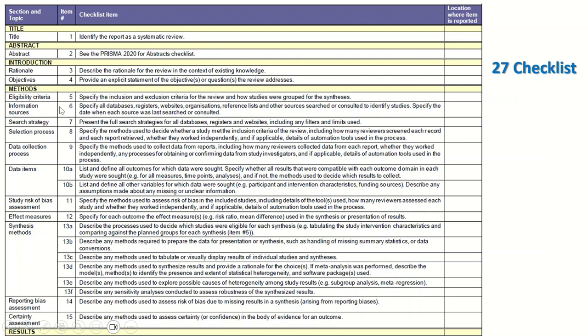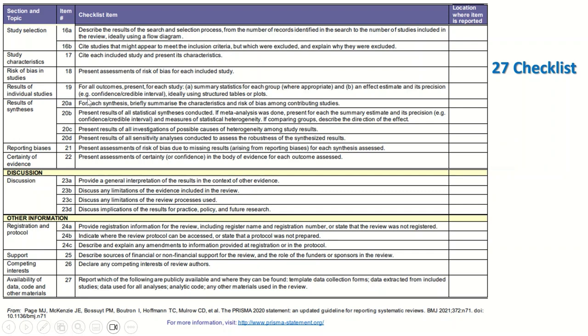For the methods, as shown here, there are eligibility criteria, search strategy, data items, study risk of bias assessment, and synthesis methods. For the second part of the form, there are the study selection, results of individual studies, and the discussion section, with four items that have to be located in the systematic review. There is also another section for other information, such as support and competing interests. So these 27 checklist items, in addition to the 12 for the abstract, have to be filled in during the formation and shaping of the systematic review and meta-analysis, before submitting.